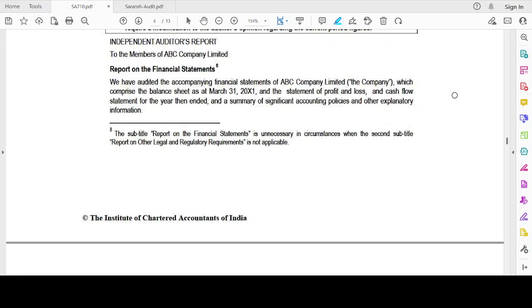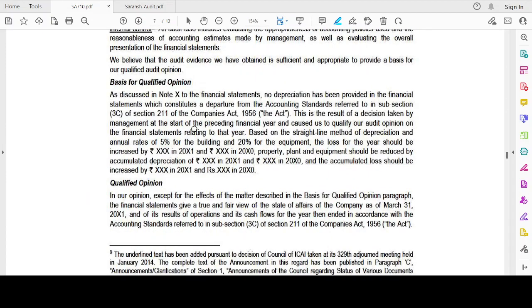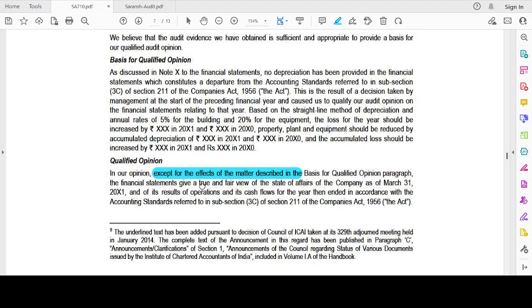Okay, let's read the opinion and the basis. In our opinion, except for the effects, so it is a qualified opinion, the financial statements give a true and fair view.